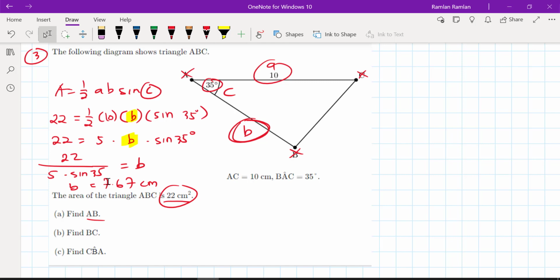Okay. Next one is find BC, which is this one, right? So we can use the cosine rule for this one, because the side that we're asked for is in front of this angle here, the one that we know.